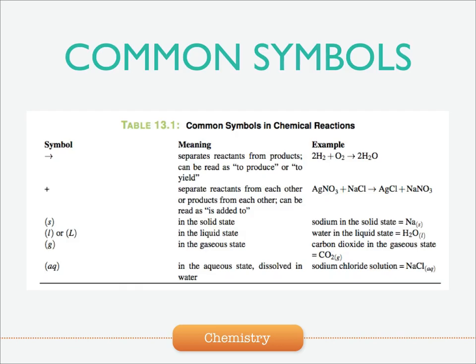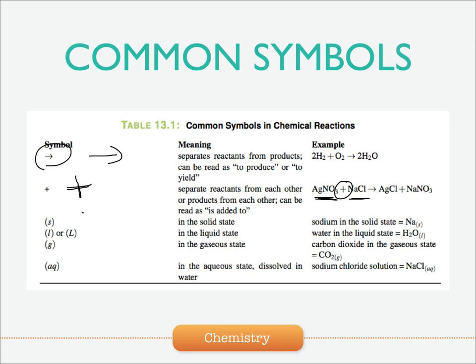When we write these equations, there are a lot of symbols that we are going to use. One really common one is an arrow, and that usually separates the reactants and the products. It means yields or produces. In between reactants, we would use a plus sign. That separates the different things. So over here, they've got silver nitrate and sodium chloride, and we put the plus sign in between to indicate that they have two different things.